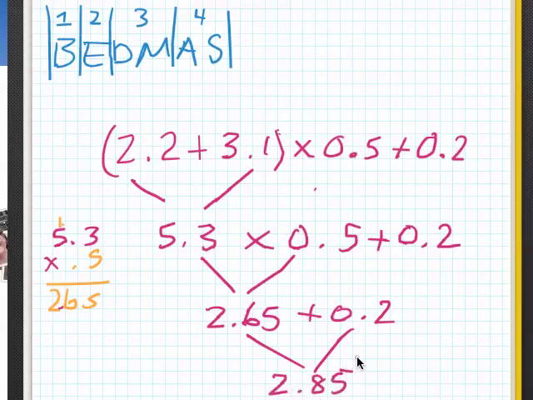So write out each step. Don't skip steps. Make sure you're doing division or multiplication, then addition or subtraction. Work from left to right. Okay, so if you had something where you had division and multiplication, it doesn't matter the order, just work from left to right. And that's it.